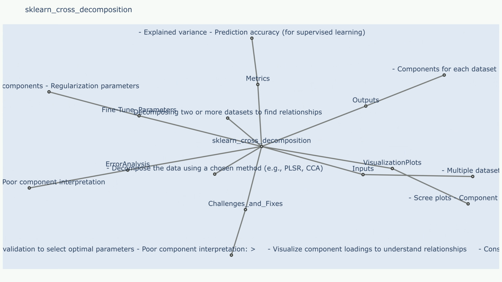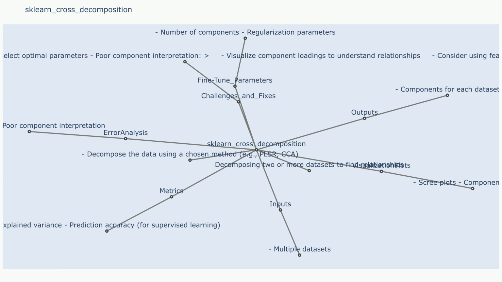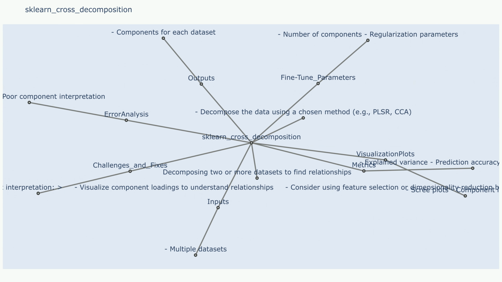Metric 2, Mean Squared Error (MSE) in supervised learning tasks. MSE can be used to assess how well the transformed data predicts the target values. Visualization plots. Visualization plot 1, Scatter plot. A scatter plot of the transformed data points can reveal clusters or patterns in the shared variation. Visualization plot 2, Scree plot. This plot shows the explained variance ratio for each component, allowing you to identify the most informative components and the point of diminishing returns in dimensionality reduction.